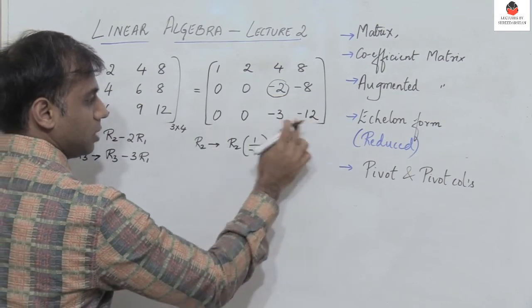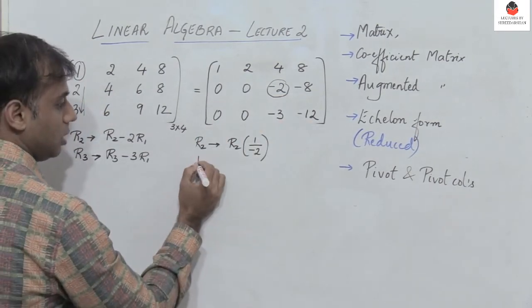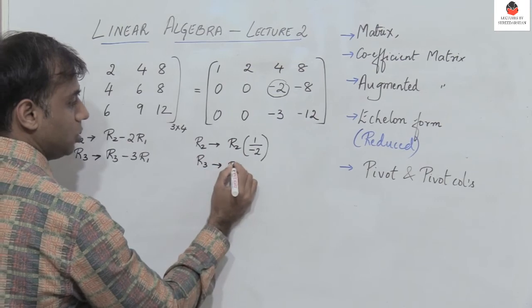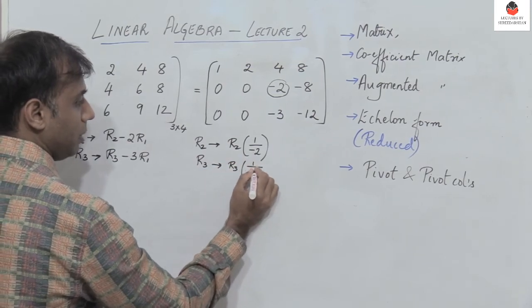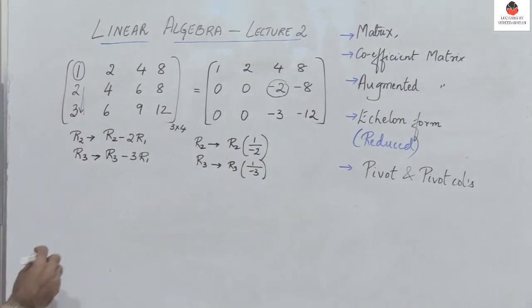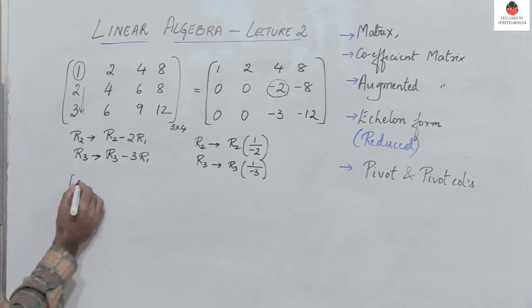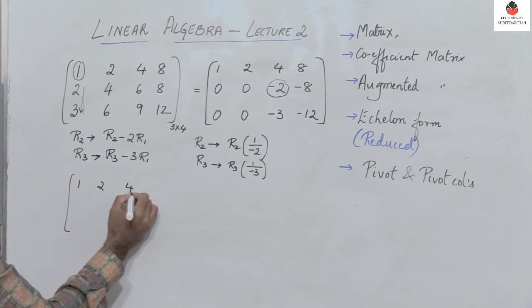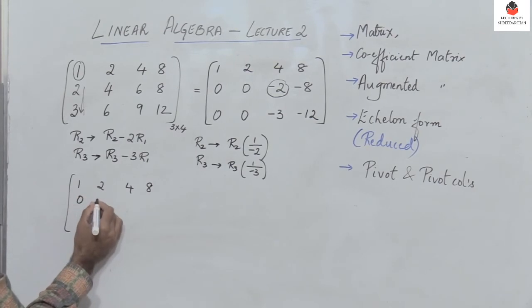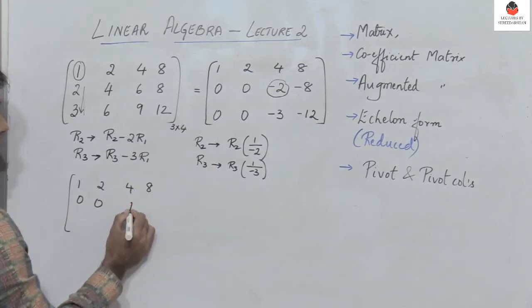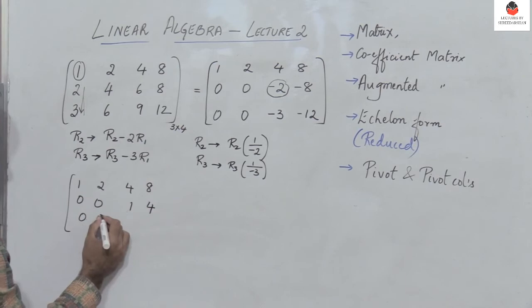Similarly, here I find that row 3 is a multiple of 3. So again multiply row 3 by 1 by minus 3. Now if I do that, we get the following: 1, 2, 4, 8. So the second row becomes 0, 0, 1 and 4, and the third row is also 0, 0, 1 and 4.